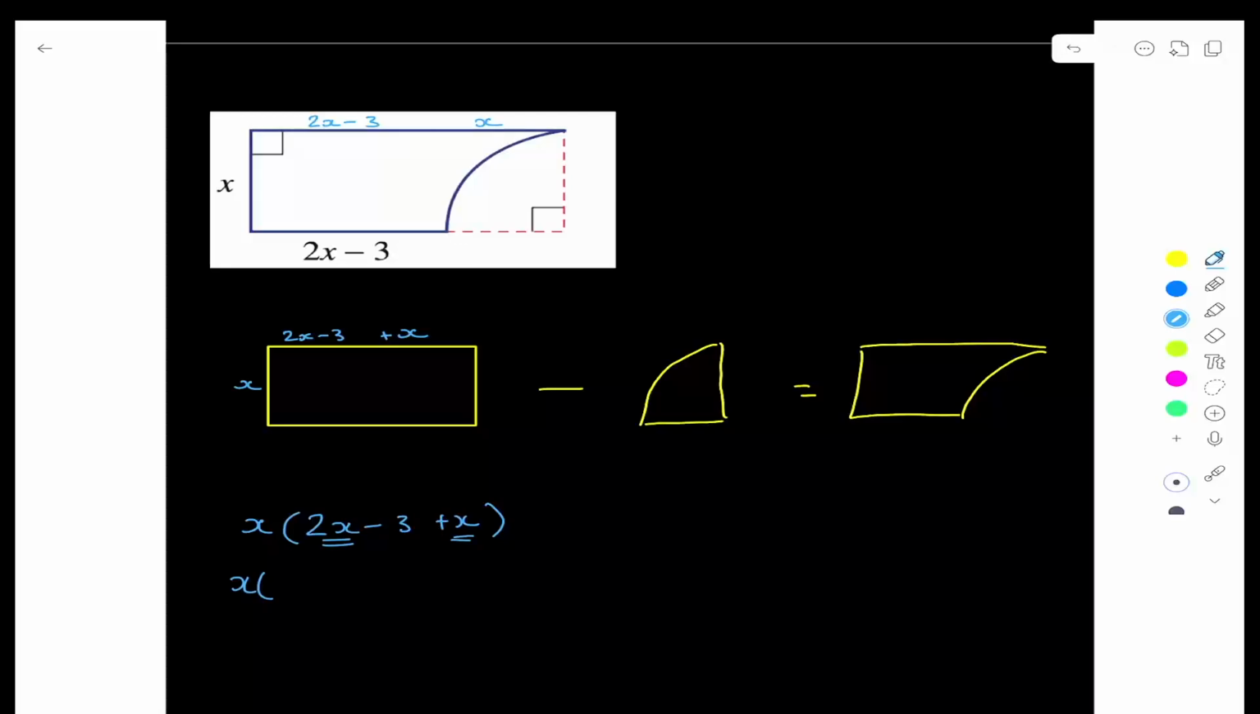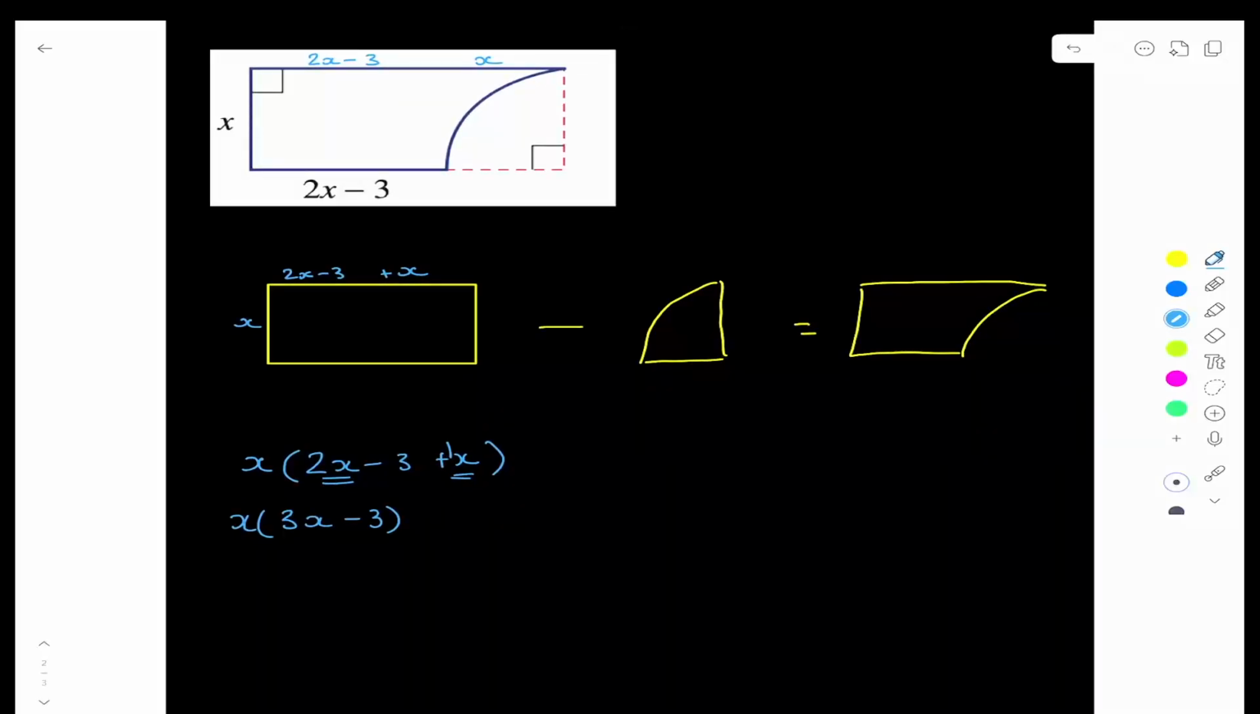And we could collect like terms, so you've got 2x plus x. So remember there's a 1 here, so 2x plus x is 3x take 3. And if you multiply this, you get 3x squared, because you can multiply that by x, and then that second term by x. 3x squared take 3x.